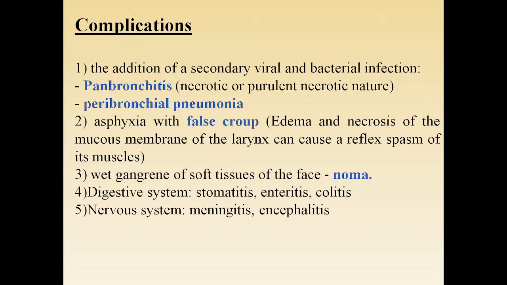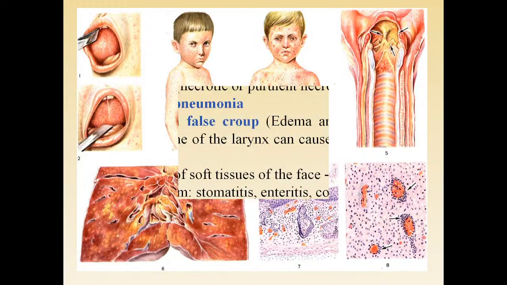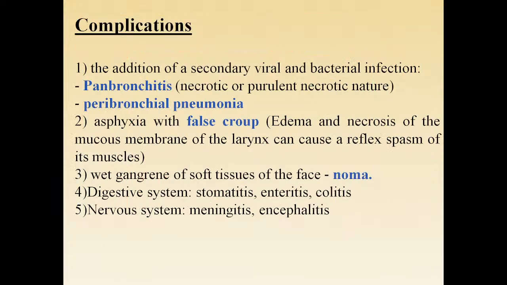Croup and asphyxia. Croup is edema and necrosis of the mucous membranes of the larynx with a reflex spasm of its muscles: edema, necrosis, and spasm. That's why asphyxia is a complication. Next complication, noma. This is wet gangrene of the soft tissue of the face.